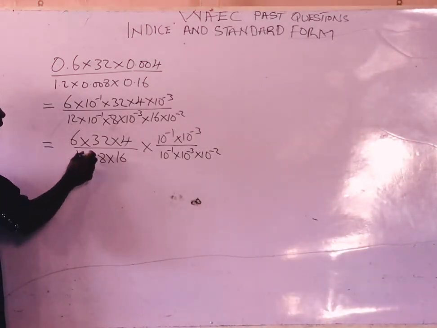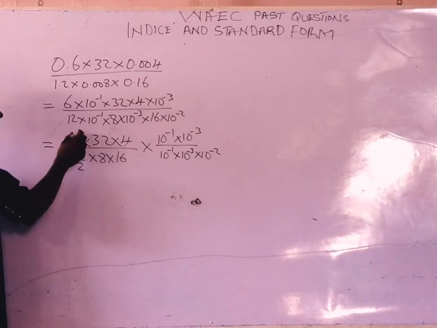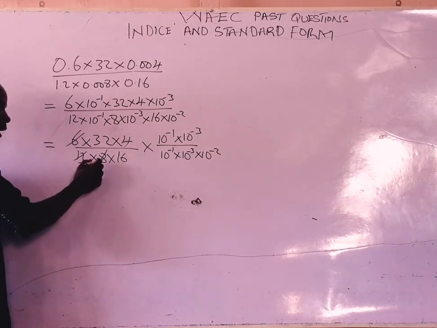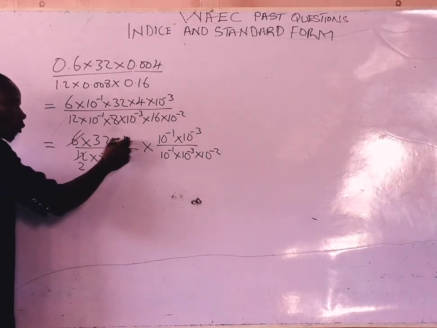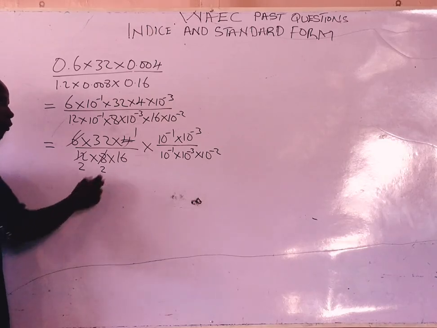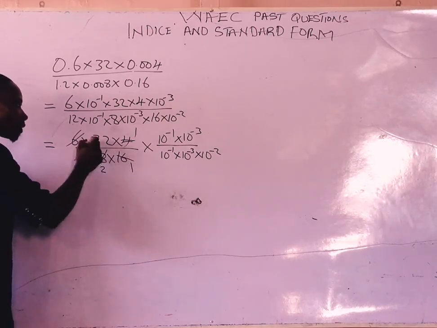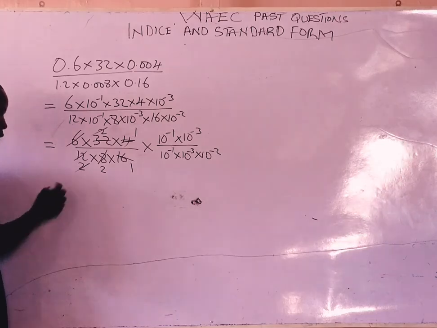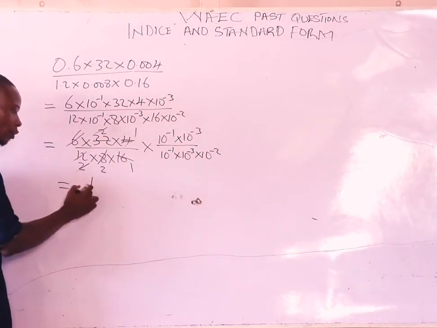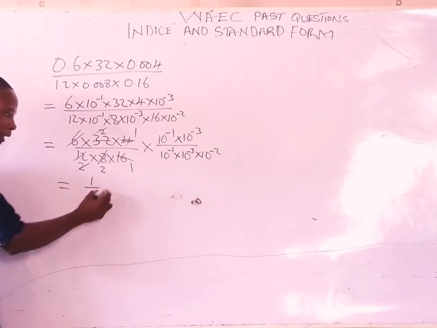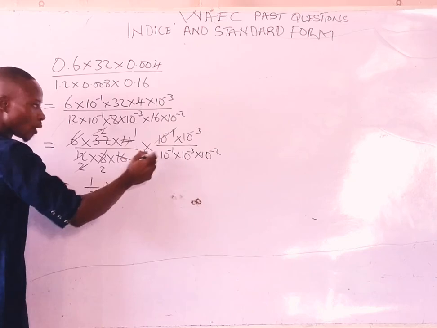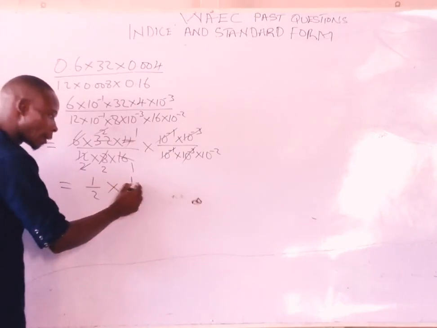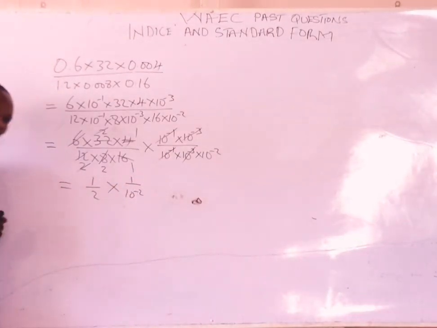You see, 6 into 12 is 2, and 6 into 6 is 1. Then 4 into 8 is 2, 4 into 4 is 1. Then 16 cancels 16 is 1, and 16 into 32 is 2. So this one will cancel one of these. We are left with 1 in the whole of this, all over 2. Then this will also cancel this one, and this also will go with this one. You are left with 1 all over 10 raised to the power of minus 2.